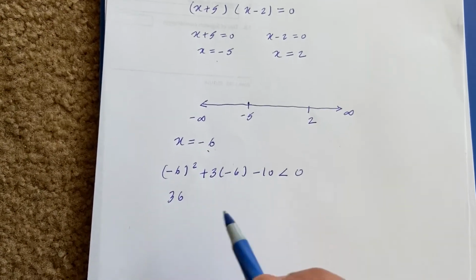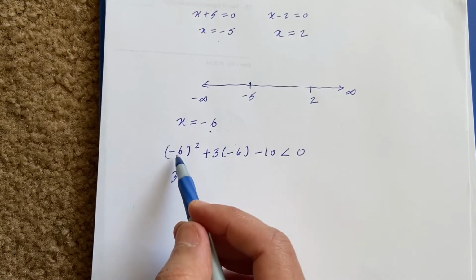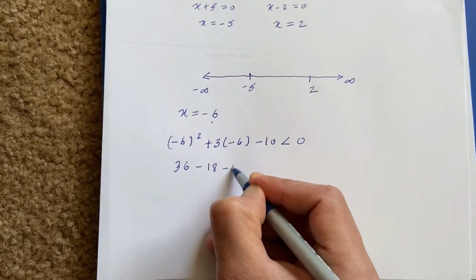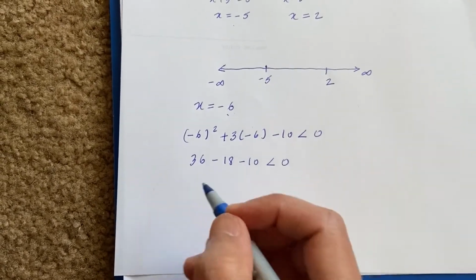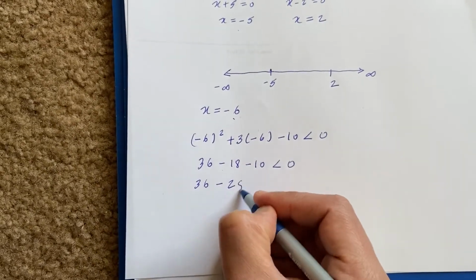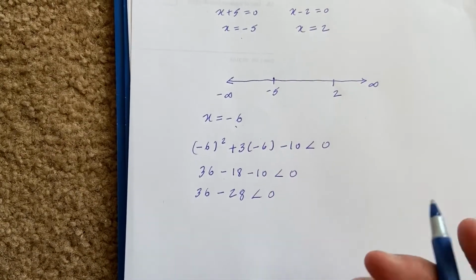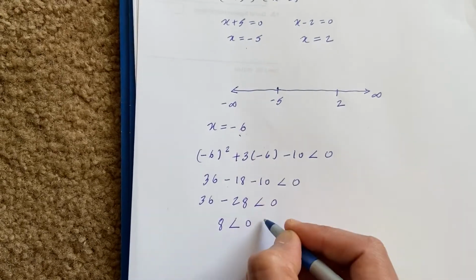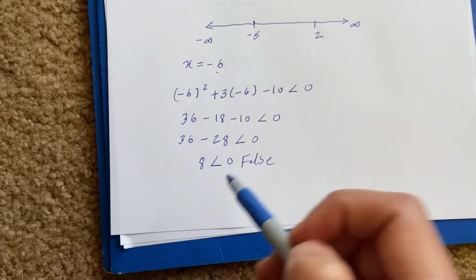So yeah, this is positive 36, right? And negative 6 squared is positive 36. Then negative 18, negative 10 is negative 28. So 36 minus 28 is 8, right? Is 8 less than 0? Which is false. So it is not less than 0, which is false.